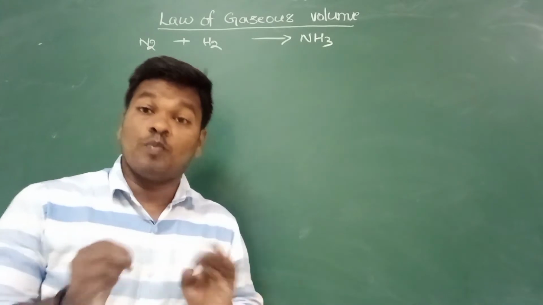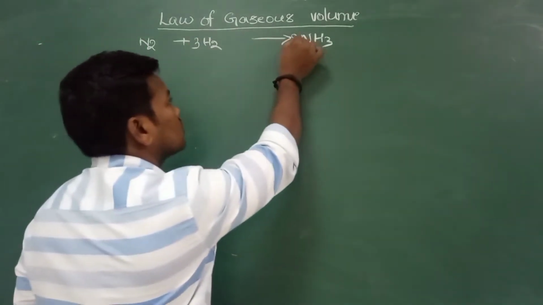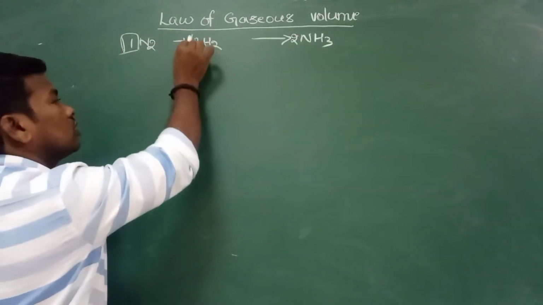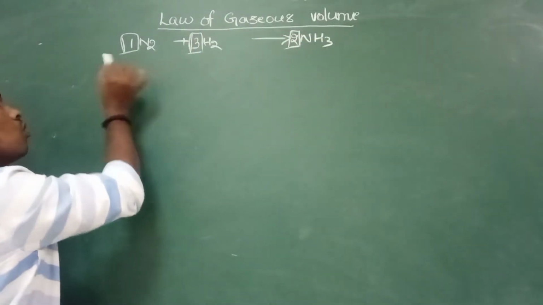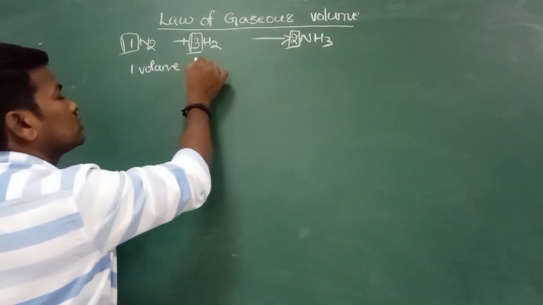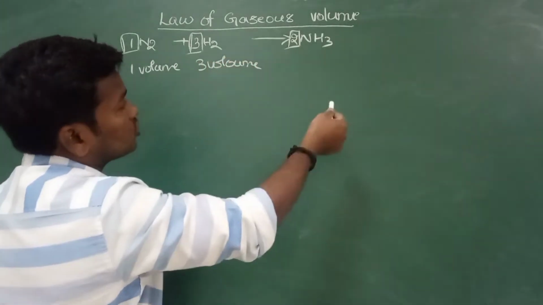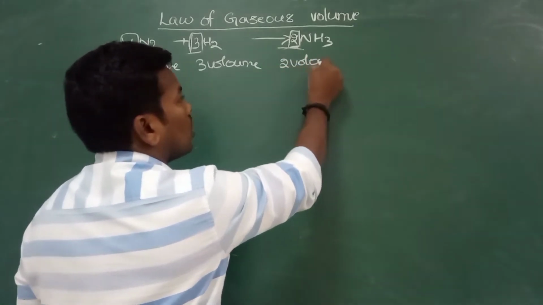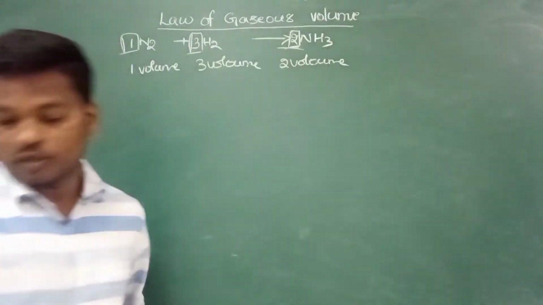First of all, we have to balance the equation. N2 plus 3H2 gives 2NH3. You can consider these stoichiometric coefficients as volumes. So one volume of nitrogen reacts with 3 volumes of H2. How much does it produce? You can use the unitary method. It produces 2 volumes of NH3.